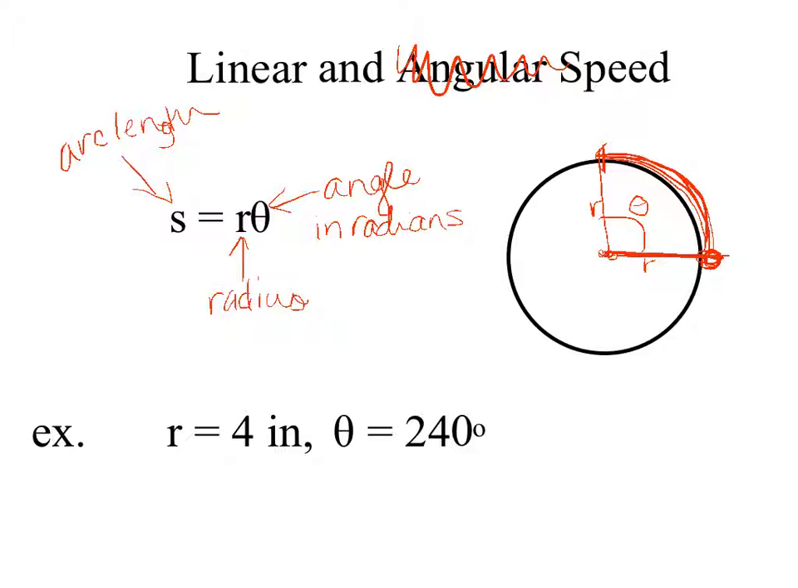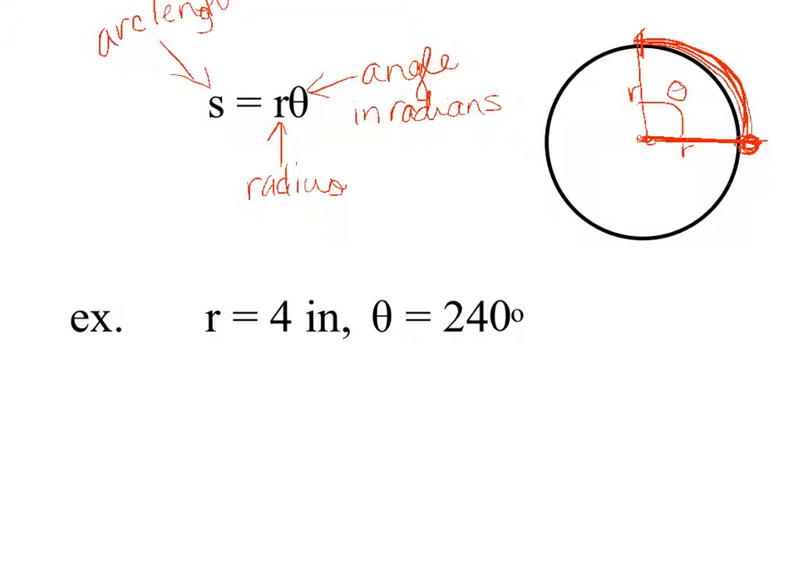And so what you're doing for these examples that we're looking at is we're just plugging into the formula and solving. So for example, I have r equals 4 inches and theta equals 240 degrees. So I have S equals, r is 4, but I can't have my angle as 240. So I need to change that into radians. 60 goes into 240 four times, so it'll be 4 pi over 3. So then my arc length is going to be 16 pi over 3.